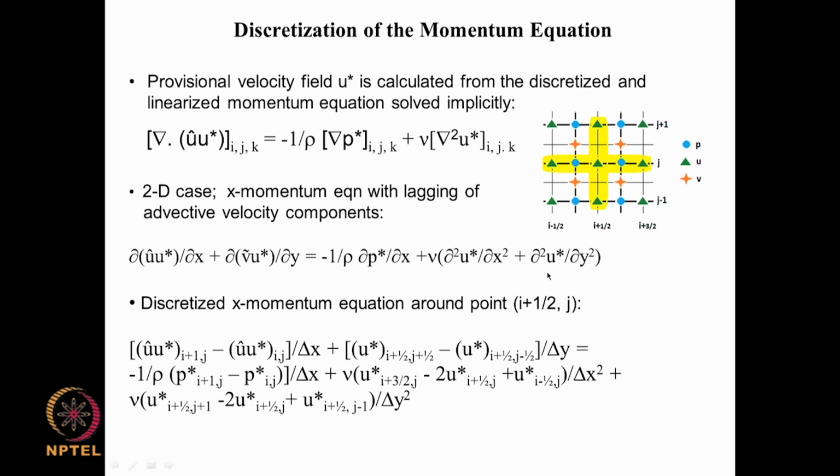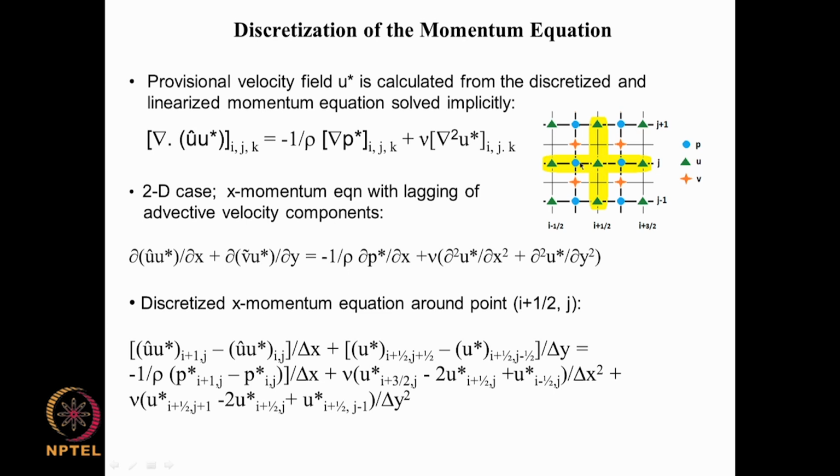This term is again using central differencing around this point here, because it is a second derivative with respect to y. We take the immediate up neighbor plus the immediate down neighbor minus 2 of this value. So that is why you have this as u at I plus half j plus 1, this one, minus 2 u I plus half j plus u I plus half j minus 1, this divided by delta y square. So this is the discretized x momentum equation at I plus half j at this point here.